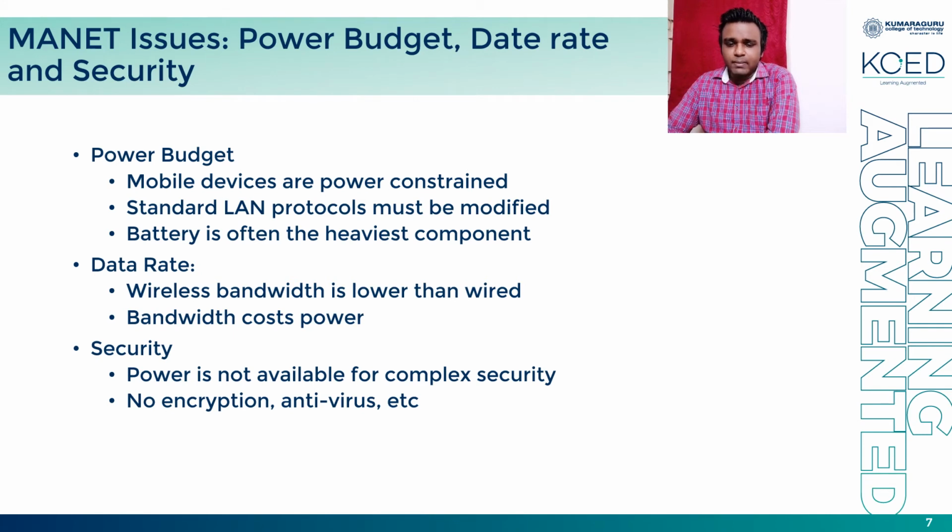The power budget: mobile devices are mostly power constrained, mostly battery operated. The battery is the heaviest component. The standard LAN protocol must be modified. The data rate: wireless bandwidth is lower than wired, so bandwidth costs power. Too much bandwidth usage consumes a lot of power in MANET communication. The security: power is not available for complex security, so no encryption or antivirus is available for MANET based communication. So this is a serious issue for MANET based communication.